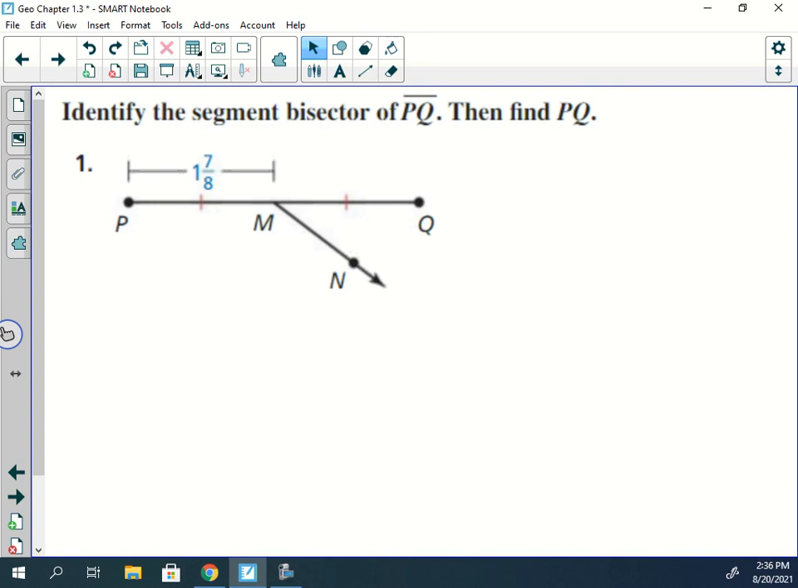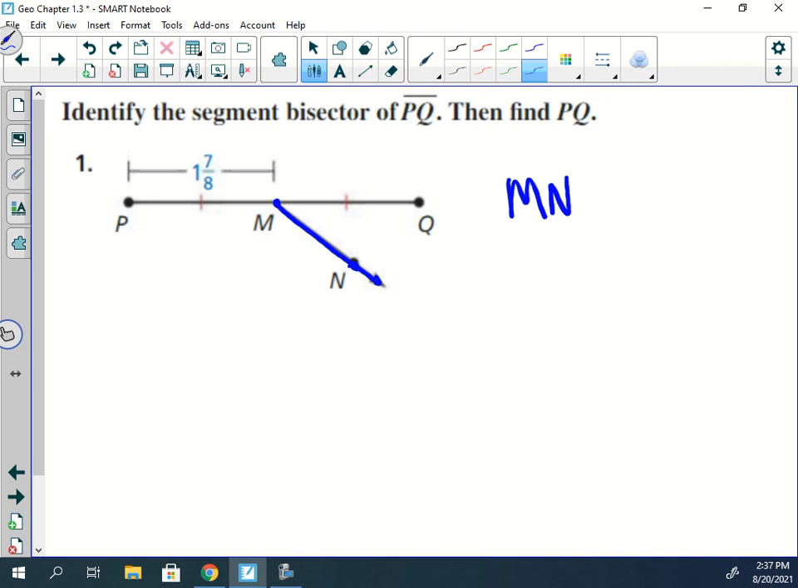Identify the segment bisector of PQ and then find the length of PQ. So what would the segment bisector of this be? It would be dealing with M and going out this way here. This here would be the segment bisector because point M is cutting the line in half. But what is MN? Is it a line segment, a ray, a plane? It's a ray because it has one endpoint and continues on indefinitely in a single direction. So this would be a ray, and we can name it ray MN.